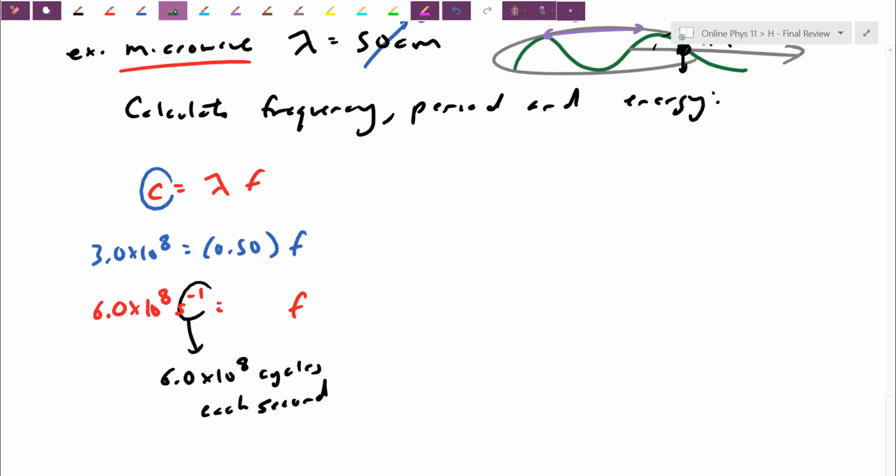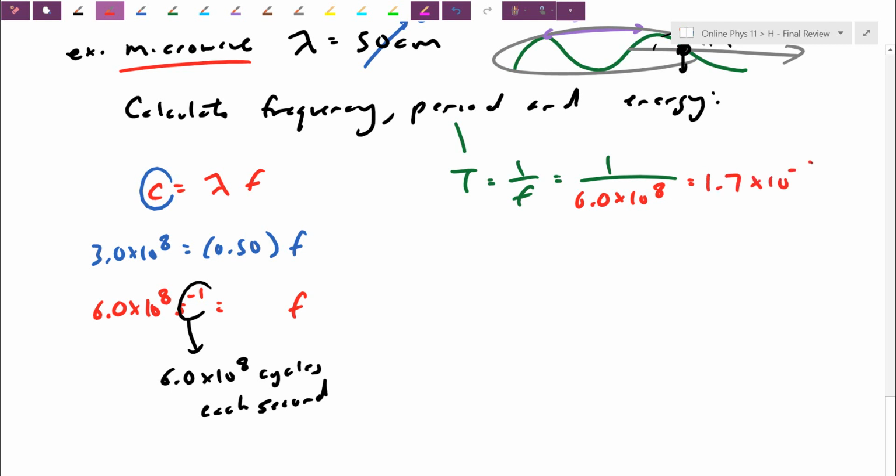Let's calculate the period here. Period, we're going to use T for it. The period is the reciprocal of frequency, so we're just going to go 1 over this frequency here. 1 over 6 times 10 to the 8 gives me 1.7 times 10 to the negative 9. This one here is now going to be seconds. So if in 1 whole second you travel this 600 million times, if you just give me 1 cycle worth of time, it's a fraction of a second. It doesn't take that long for just one up and down motion.